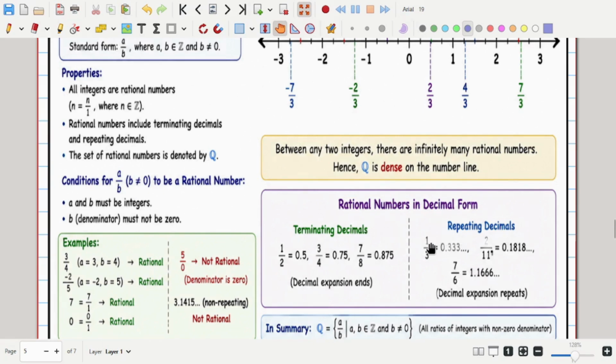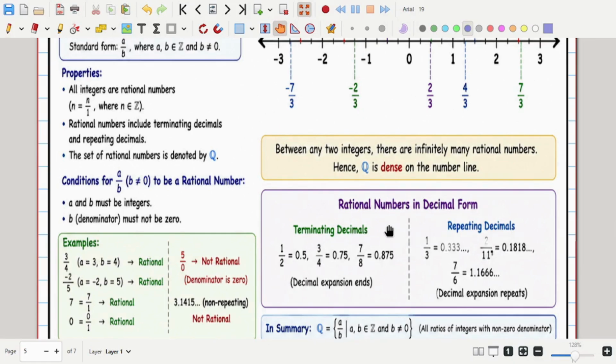Repeating decimals: 1 by 3 is equal to 0.333, and these 3s continue till infinity. 2 by 11 is equal to 0.1818, and these 18s repeat till infinity. 7 by 6 is equal to 1.1666, and these 6s repeat till infinity. This decimal expansion repeats, therefore they are called repeating decimals and they are considered rational numbers.